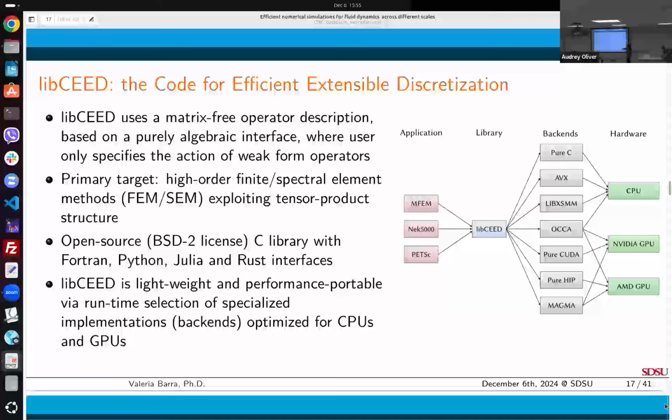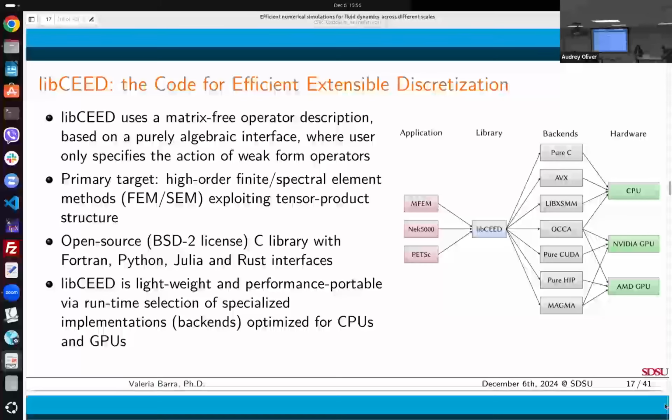So libCEED can be seen as a low-level library, as opposed to other higher-level libraries known in the finite element community like MFEM or PETSc, or Nek5000, which is used by the CFD community. They can provide the parallelization for libCEED. Then libCEED dispatches on different backends that are optimized for different architectures, like CPU, NVIDIA GPU, or AMD GPU. So there is performance portability, yes.